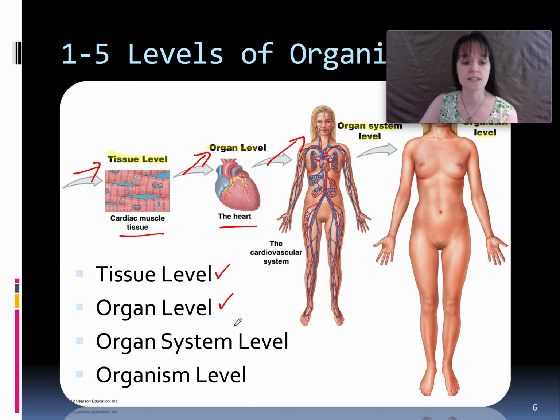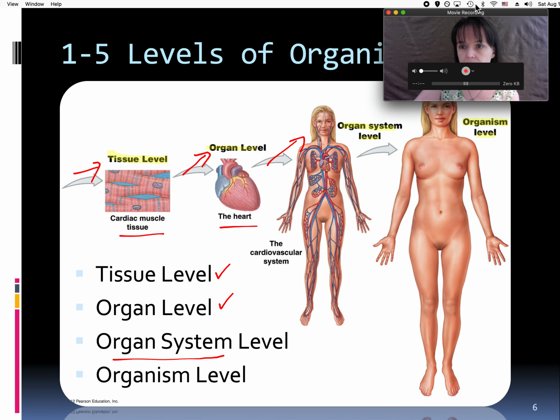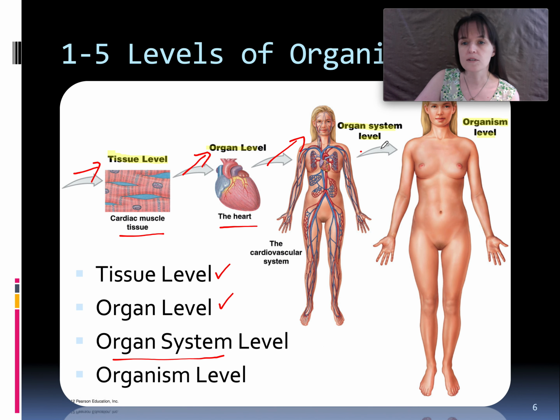And the organs work together to make the organ systems. So this is the cardiovascular system. You've got the urinary system, the respiratory system, digestive system, the integumentary system, which is the skin, hair, and nails, glands. And then the organ systems work together to make an organism. And this is human anatomy and physiology, so the organism that we are studying is the human being.